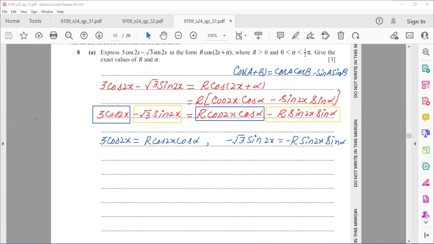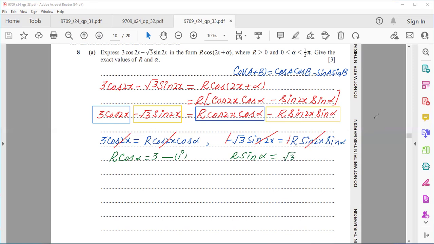Now you have to cancel the terms. Which terms will you cancel out? Cos of 2x will cancel with the cos of 2x, and sine of 2x will cancel with the sine of 2x. Minus is cancelled with the minus sign. Now you will get two new equations. I will use the green color marker. So r times cos of alpha is equal to 3. That is called equation number 1. The second one is r times sine of alpha is equal to root 3.